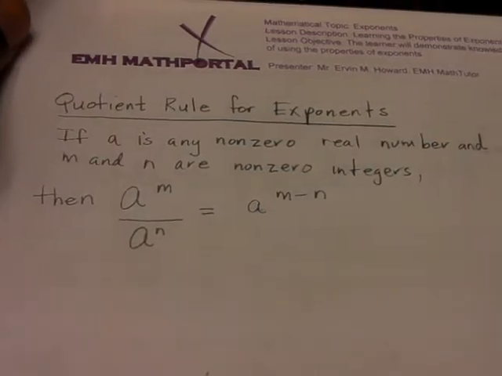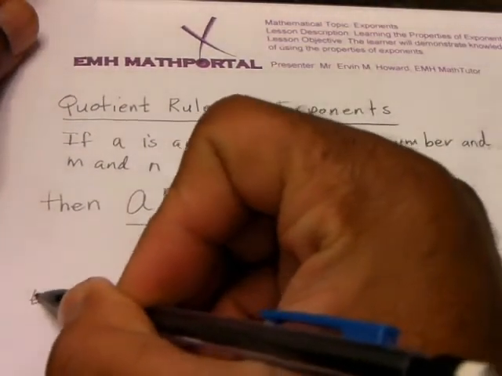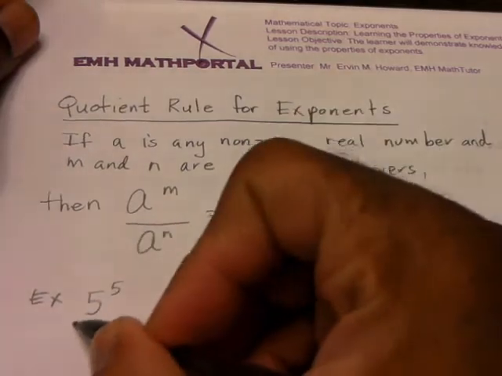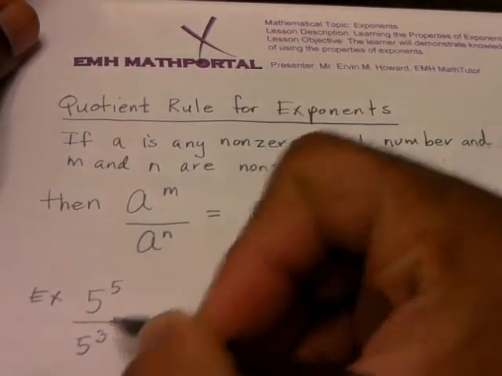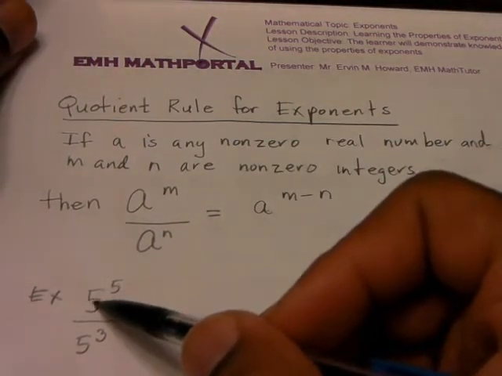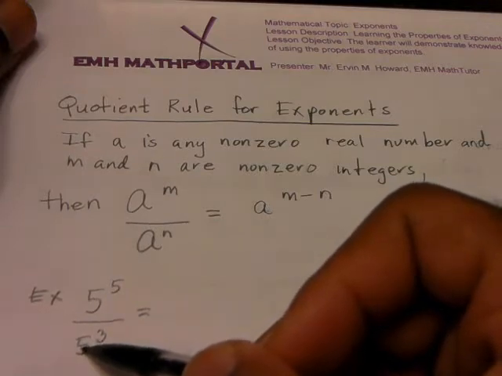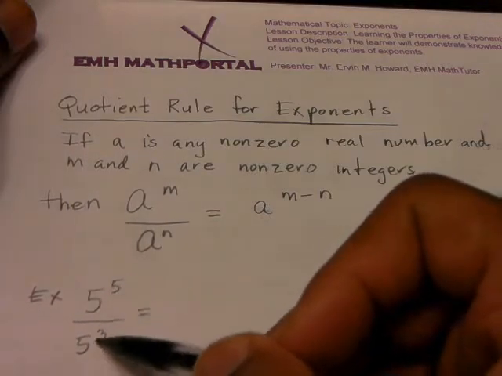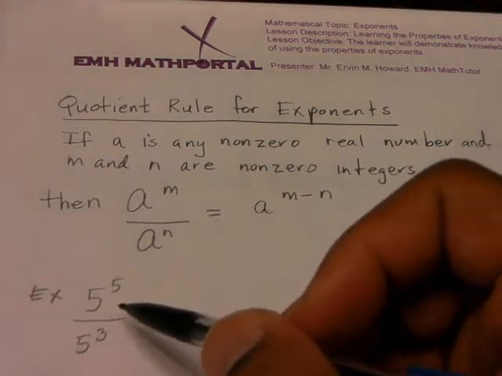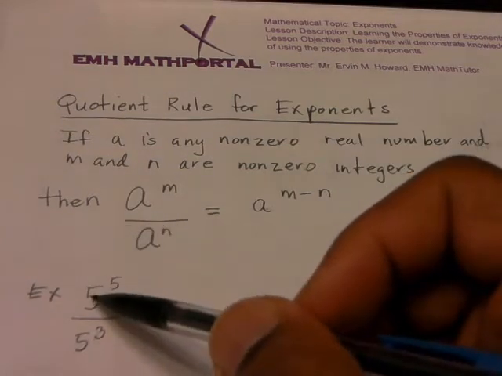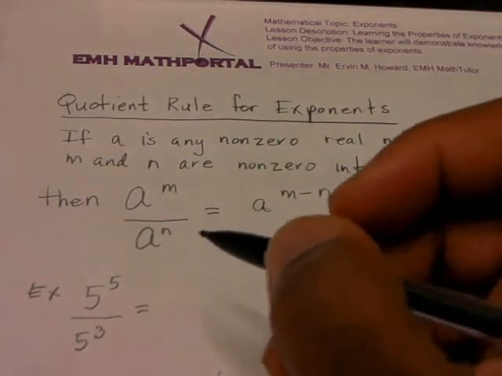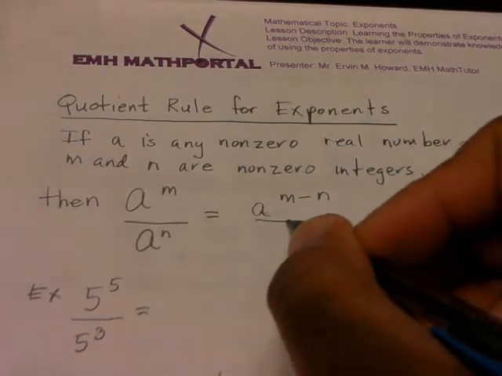Here are a few examples. For instance, you have 5 raised to the power 5 divided by 5 raised to the power 3. Now, 5 is the base in the denominator, and the numerator has the same base, but the two non-zero integers are different. So according to the rule, when we have a quotient between exponents, we perform a difference between the exponents. We're going to write it according to the formula.